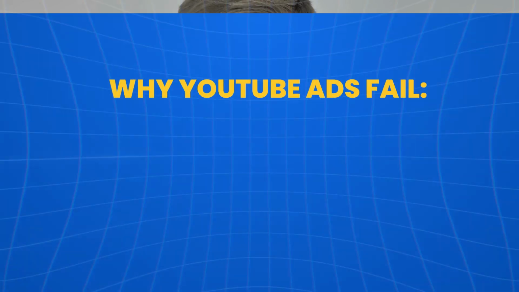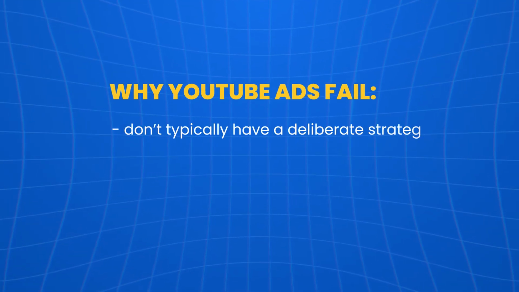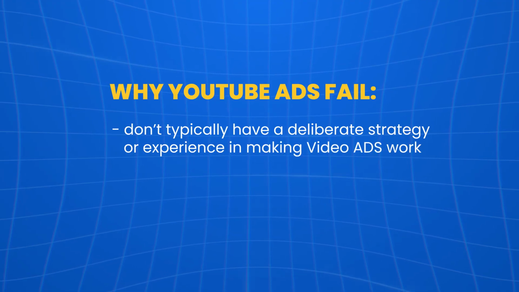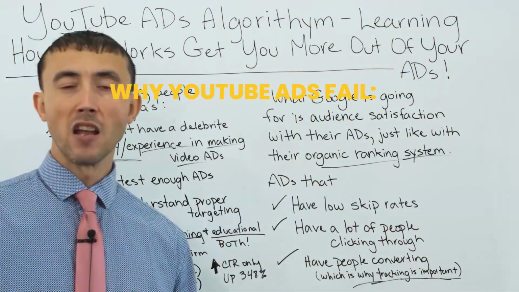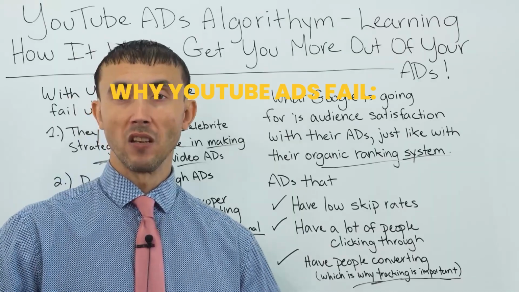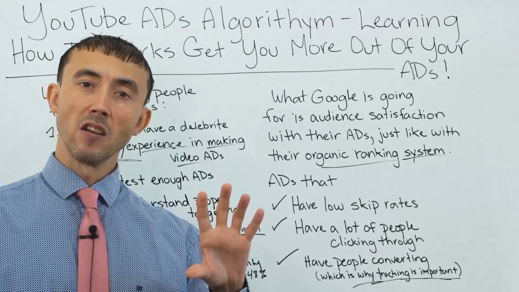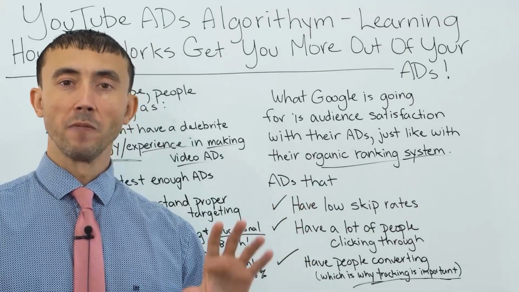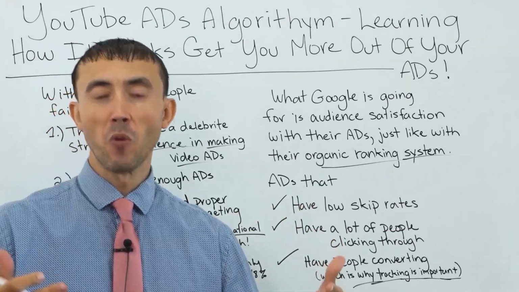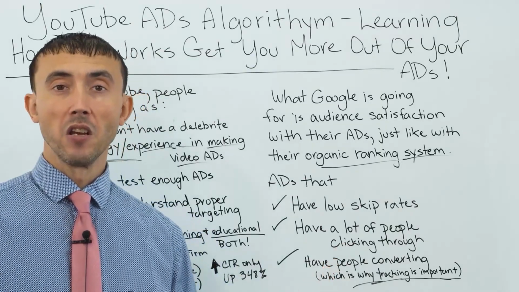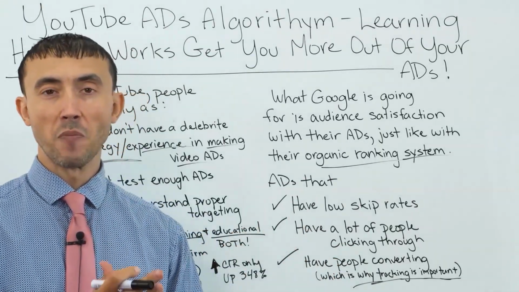People that don't get their ads to work on YouTube don't typically have a deliberate strategy or experience in making video ads work. They don't understand the main thing being scripting. You have to have a certain flow to that video and approach that will typically work. Of course, I find different stuff that works all the time that I never knew worked. But there are some key formulas that typically work.